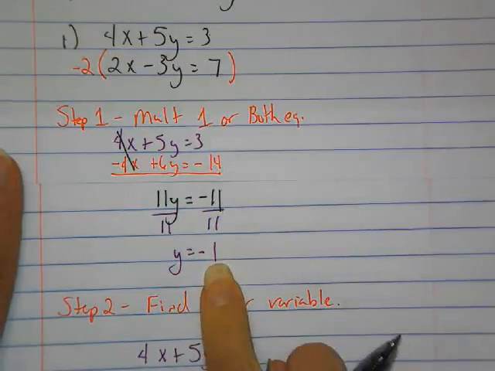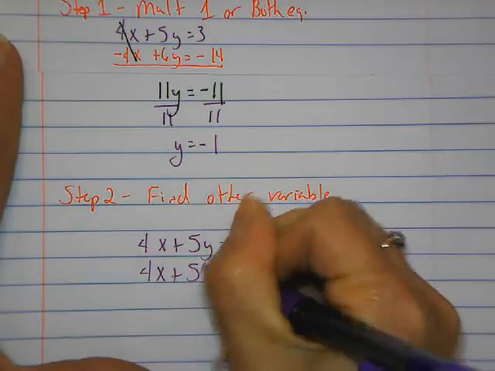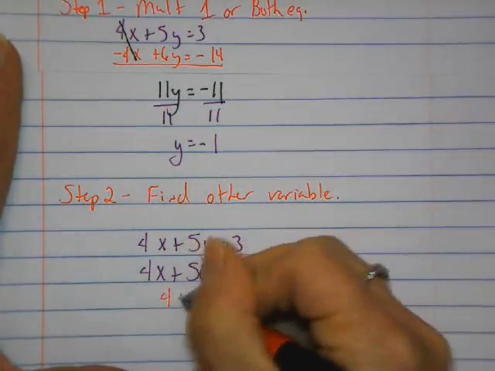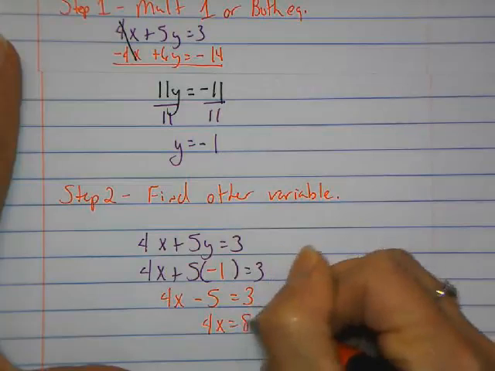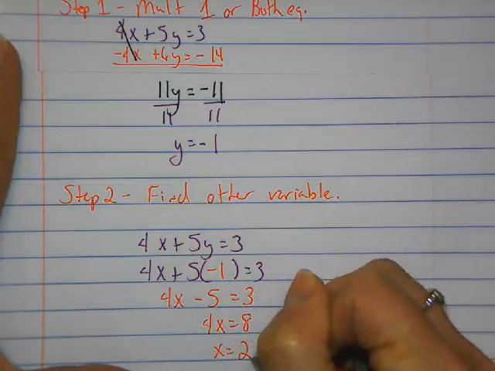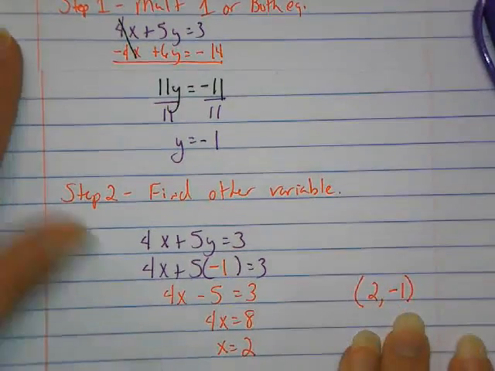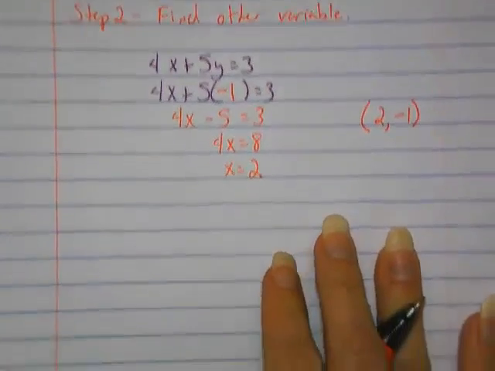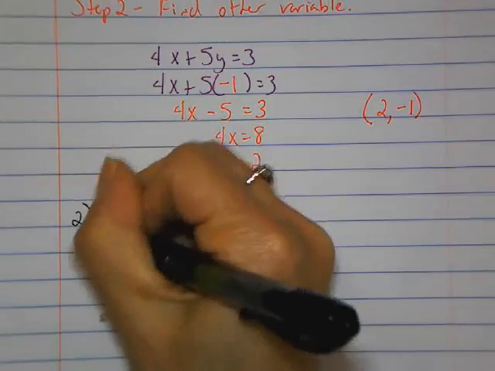And we know that y is -1. So 4x plus 5 times -1. And now I just solve this equation for x. So I get 4x minus 5 equals 3. 4x is equal to 8. So x is 2. So my final answer would be 2, -1. Alright, that's called solving by elimination. Alright, let's do one more, solving by elimination.